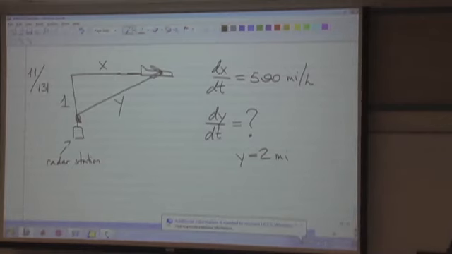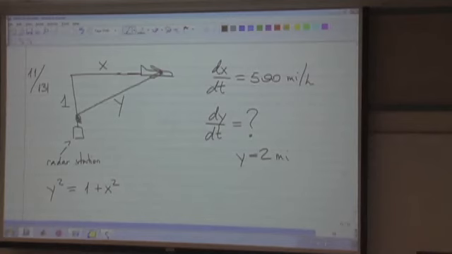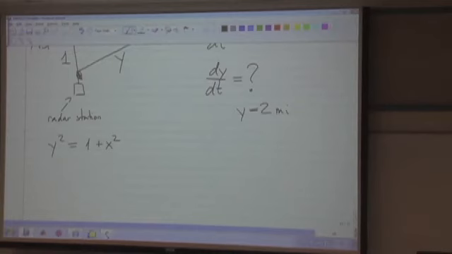Relate y to x. Well, we need to figure out a relationship between y and x, right? And the relationship comes from the Pythagorean theorem that says y squared is equal to 1 plus x squared. Right? That's a 90-degree angle. Right? Okay. What else do we know? Or what should we do next? Don't we already know y? Sorry? Don't we already know y?